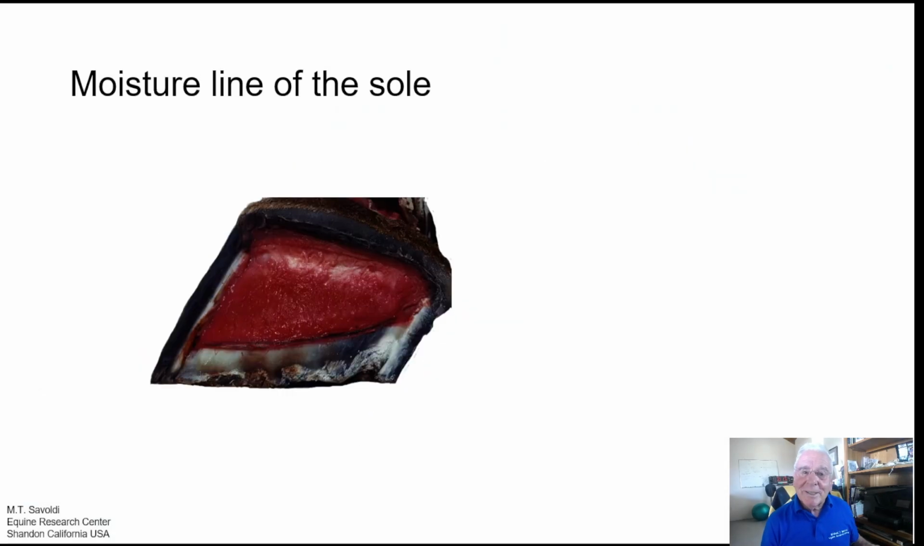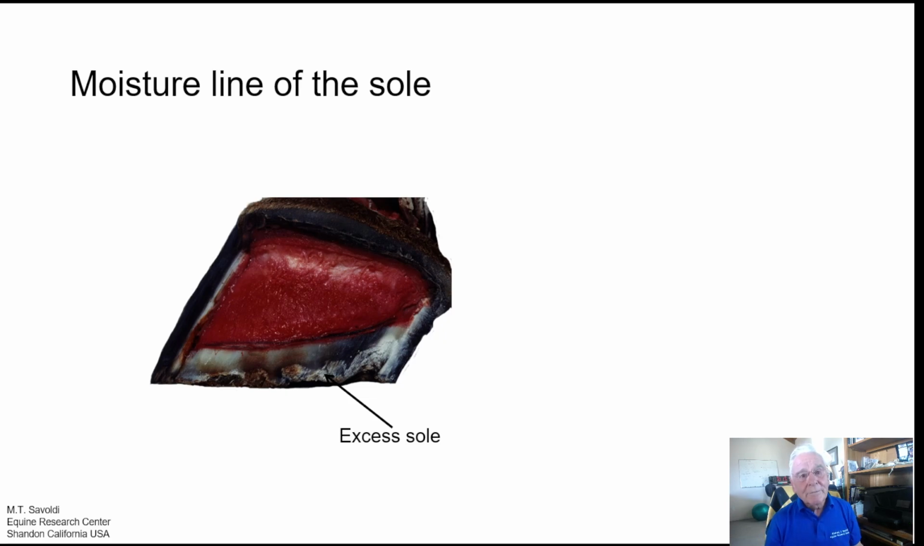So now we can discuss the moisture line of the sole. Look closely at this picture. We can see two parts to the sole where it connects to wall. We see some awful rough-looking material on the bottom of this foot. That is excess sole. That's simply healthy cells that are losing their moisture and drying out. They're migrating too far away from the nourishment, and they start to dry out.